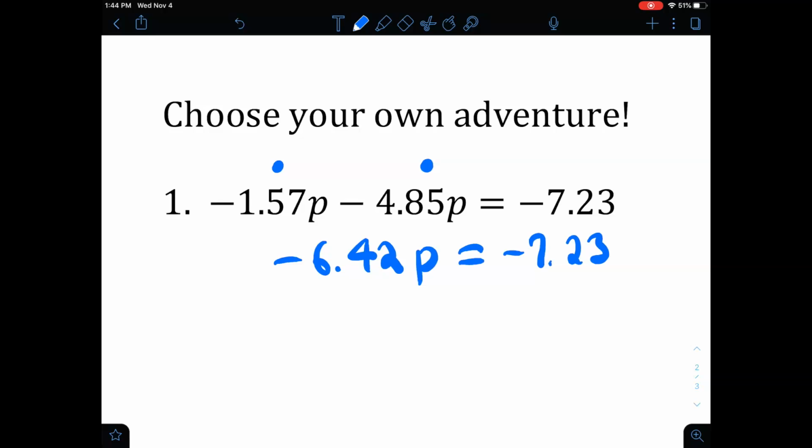Now we need to move stuff around, and we need to get p on one side and the constants on the other. Actually, p is alone on one side, which is good. The numbers are on the other side, which is awesome. So now what's happening to the p right here when they're smushed together like this? It's actually going to be multiplication. So how do we undo multiplying by negative 6.42? We're going to divide by negative 6.42.